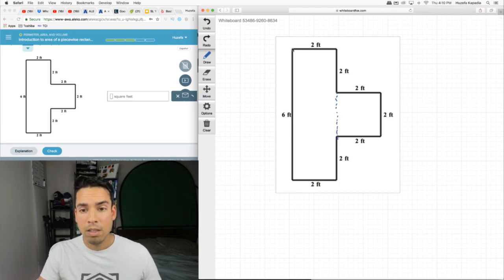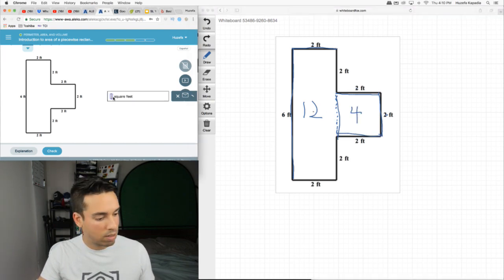then add them. This one is 2 by 6, which means 2 times 6, which is 12. This one is 2 by 2, 2 across and 2 down. 2 times 2 is 4. So we've got 12 and we've got 4. We add them up and we get 16.